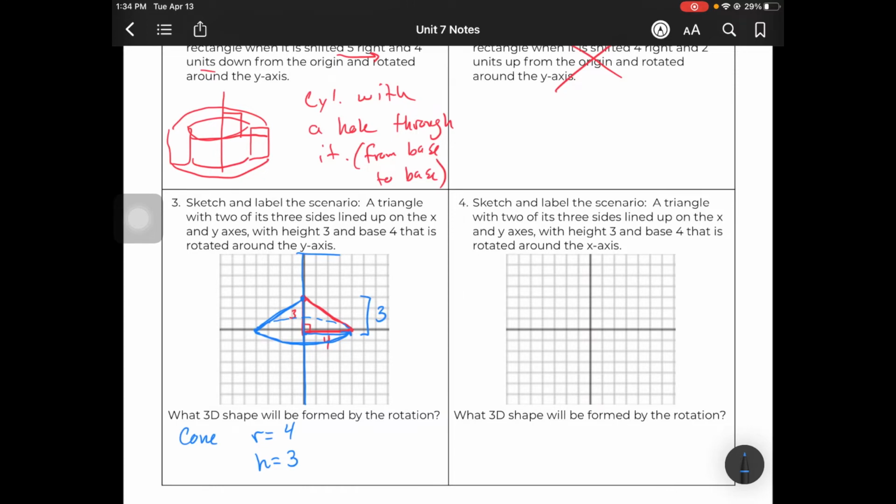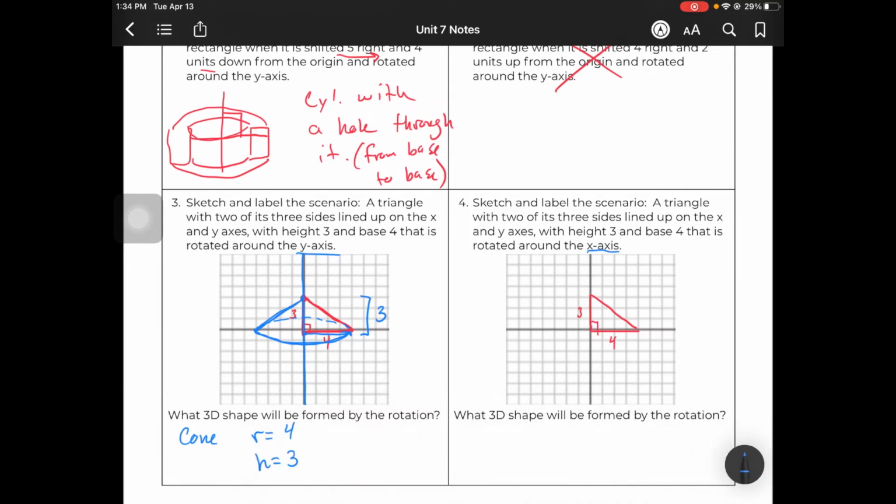Okay? Now, number 4 is going to be very similar. In fact, if you read through it, it looks like we're doing the exact same thing. However, we're not. Okay? We want to sketch and label this scenario. It has a triangle with 2 of its 3 sides lined up on the x and y axes again, where the height is 3 and the base is 4. So we start with the same triangle. Height of 3, base of 4.